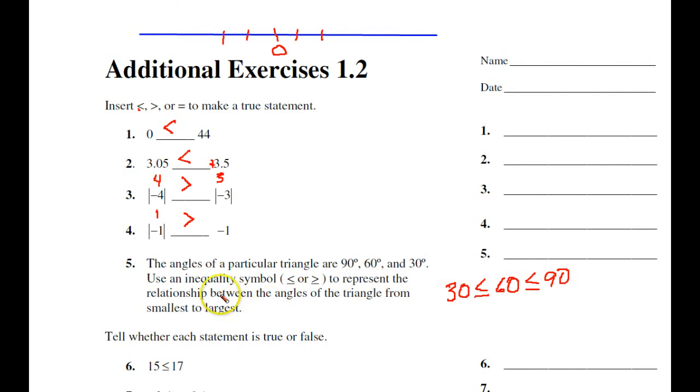Now on number 5, you have to read it carefully whenever there's a lot of words, and they just want you to compare these 3 angles of a right triangle. And how do we know it's a right triangle? Well, because, let's see if I can make a nice mark here. This is 90, this is 60, and this is 30. So this is like a super typical right triangle.